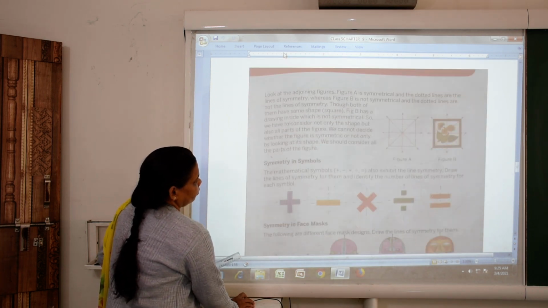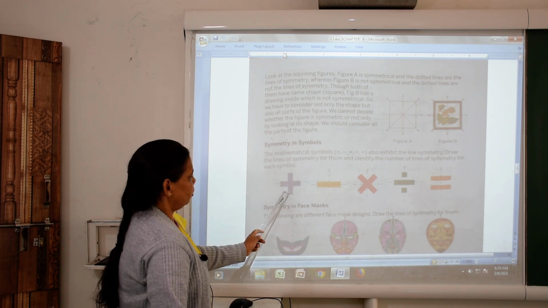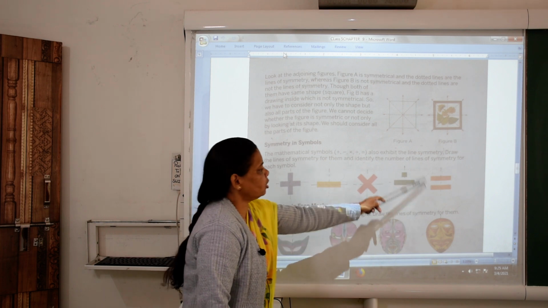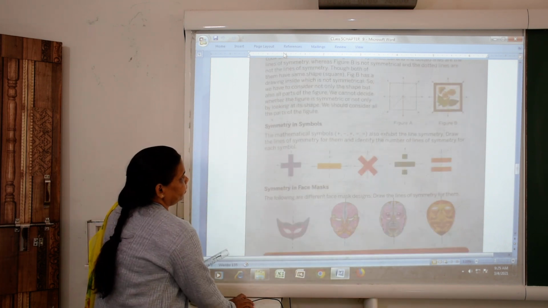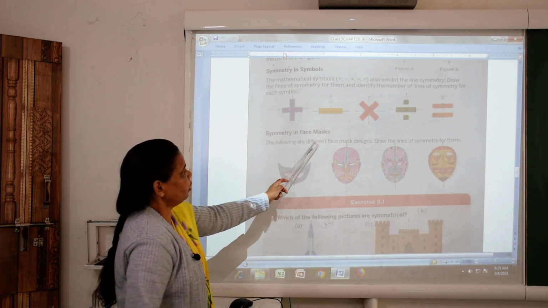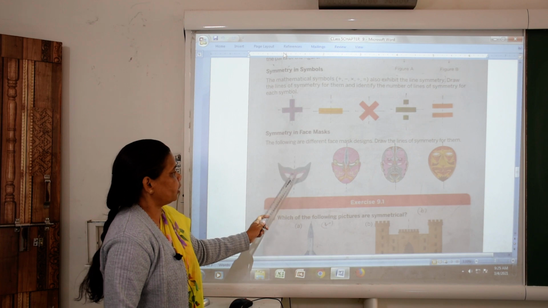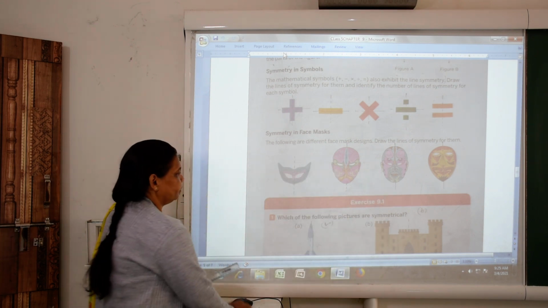Symmetry in symbols, mathematical symbols. This addition, subtraction, multiplication, division and equal to. This symmetry line divides this symbol into equal parts. Symmetry in masks, symmetry in faces, mask of faces. So, this line divides this mask into two equal parts.